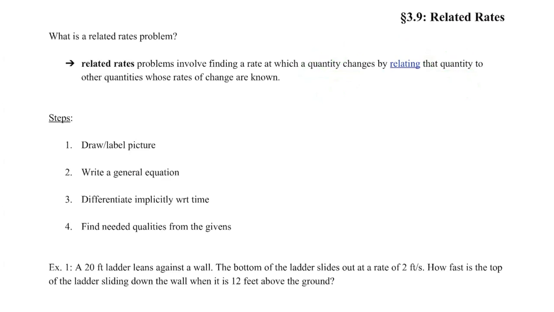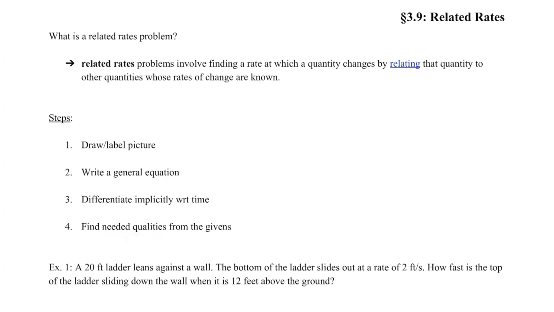Anyways, so here we go. The first step is to draw a picture. Number two, we want to write a general equation that relates the two, or multiple, different variables. Then we differentiate implicitly, meaning that you don't have to solve for the y or the x, just differentiate as it is. And then we find the needed quantities from the givens.